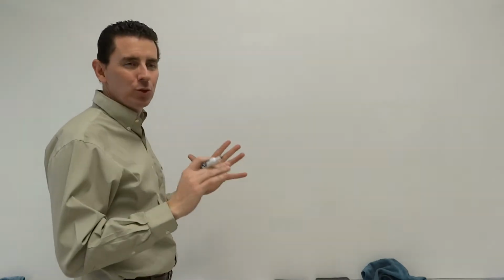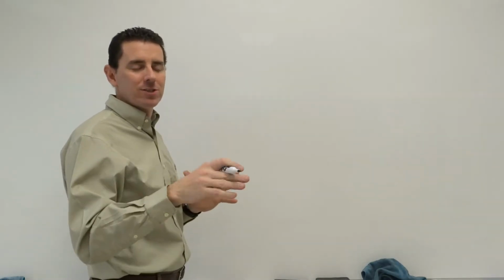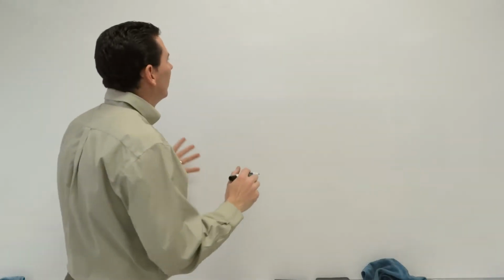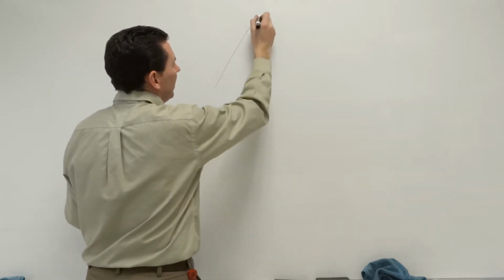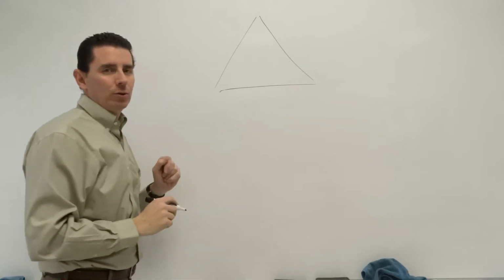All right, back with the second part of special right triangles. This one is called the 30, 60, 90 right triangle. Love this triangle. It's basically, if I said, what's this derived from? It's derived from an equilateral triangle.